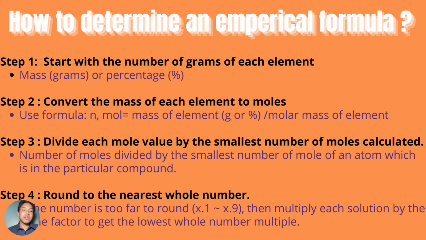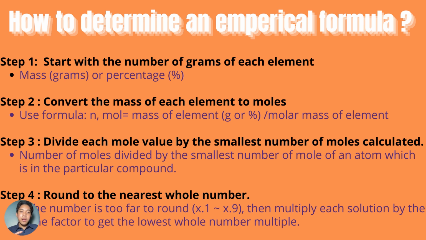So step 1 done, step 2 done. Okay, convert the mass of each element to moles, using the formula: mole is equal to mass (in grams or percentage) over the molar mass of the element, right? Step 3, divide each mole value by the smallest number of moles calculated.